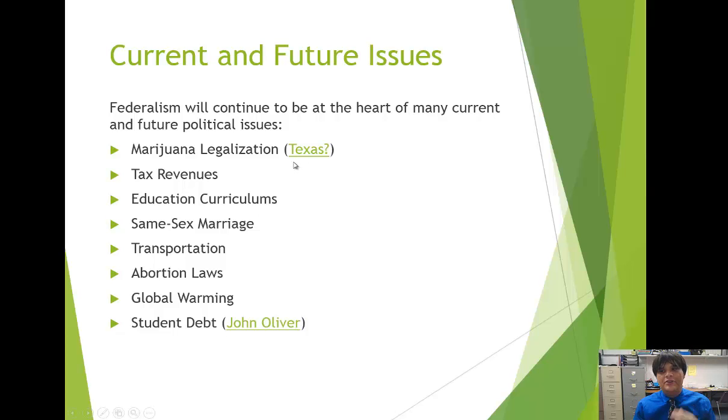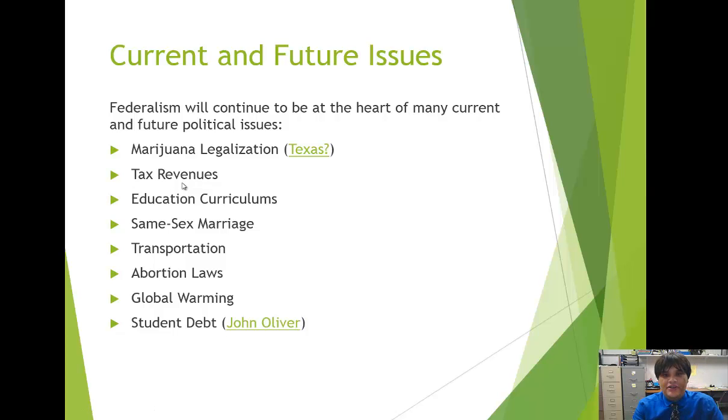And so decriminalization is different than legalization in the fact that decriminalization still makes marijuana illegal, but you're not going to go to jail for it. You're just going to pay a fine. That's what decriminalization means. So when you hear about the debate over marijuana legalization, also realize that there's also debate over decriminalization.